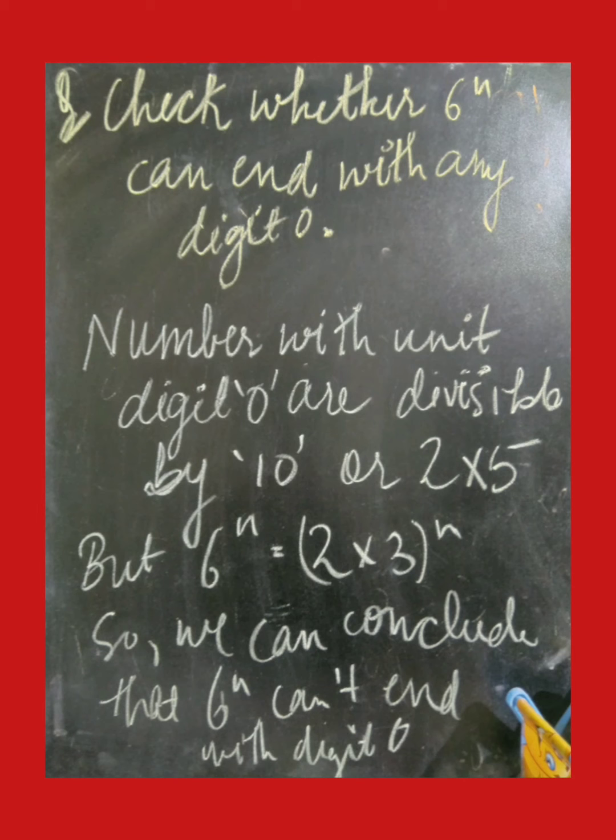I can write 6 raised to the power n as (2 into 3) raised to the power n. Now as I've said, the number ending with 0 is divisible by 10, or I can write 2 into 5. But I am getting 6 as 2 into 3. So it is divisible by 2 but not by 5. So we can conclude that 6 raised to the power n cannot end with 0. That is very easy. Okay.